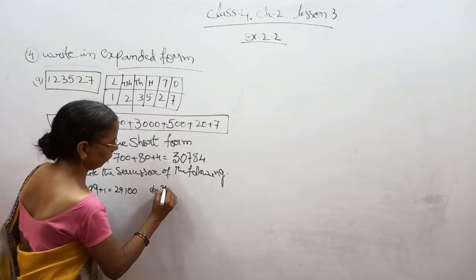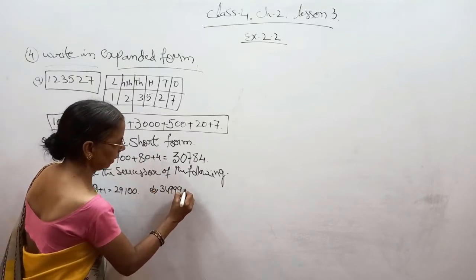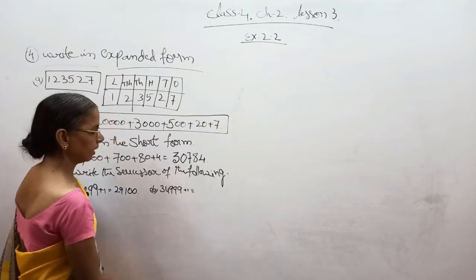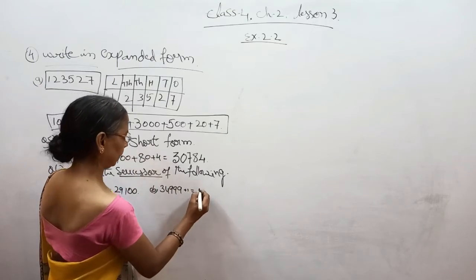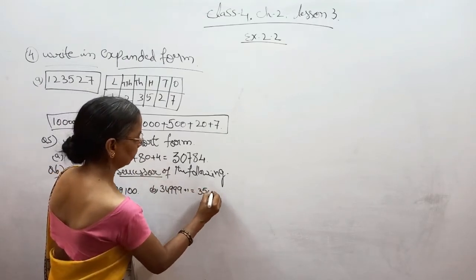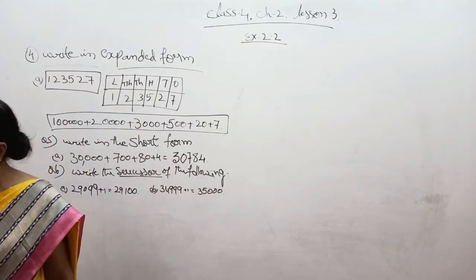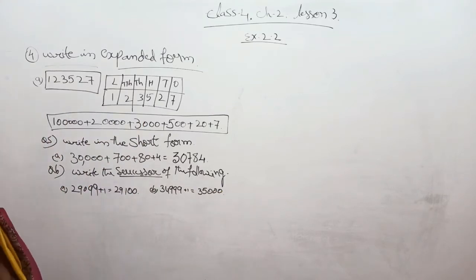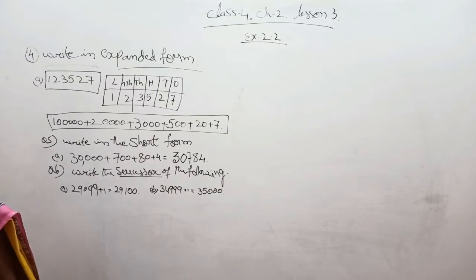Like this, B: 34,999. Again, we have to add 1 and we get the successor number, that is 35,000. Like this, the remaining questions you will write. You can do it at home and let me check.